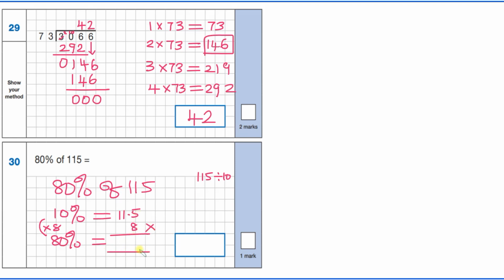8 times 5 is 40, 0 and a decimal point there, and 4. 8 times 1 is 8 plus 4, 12, 1 remaining again. 8 times 1 is 8 plus 1, 92.0. So the answer is 92. That is question number 30.